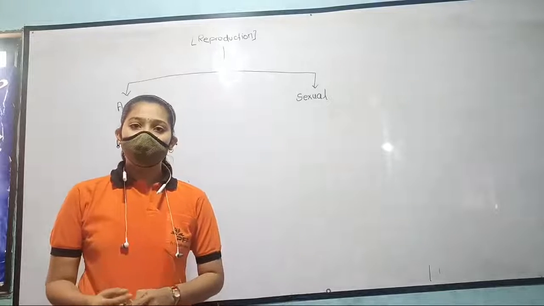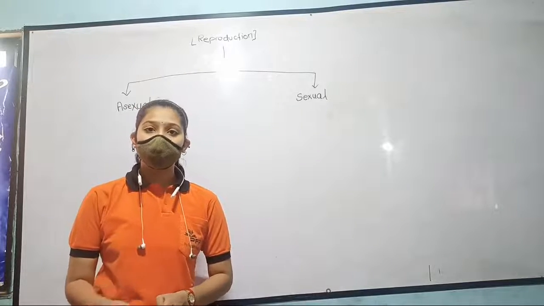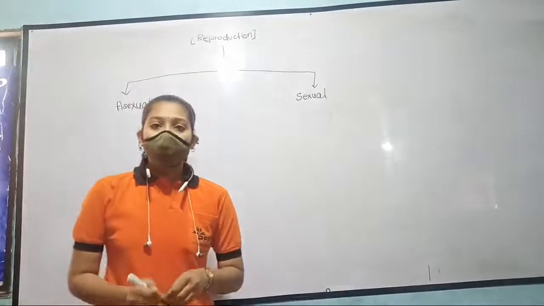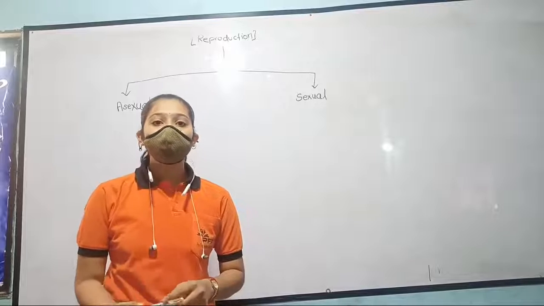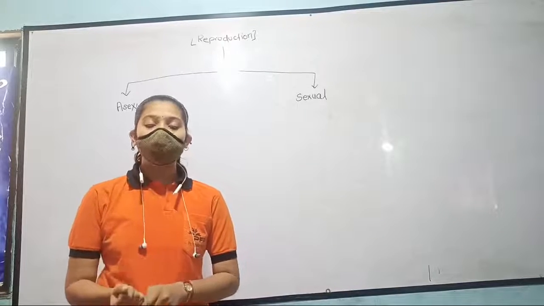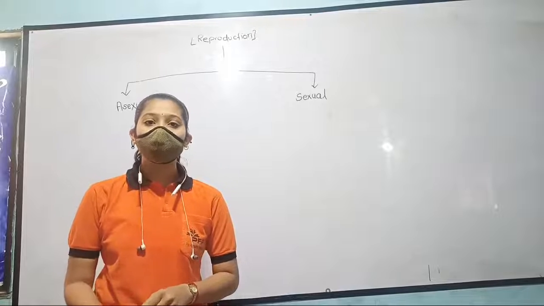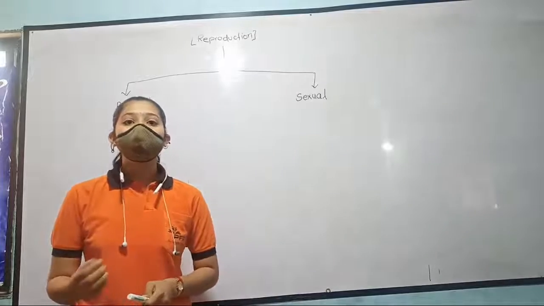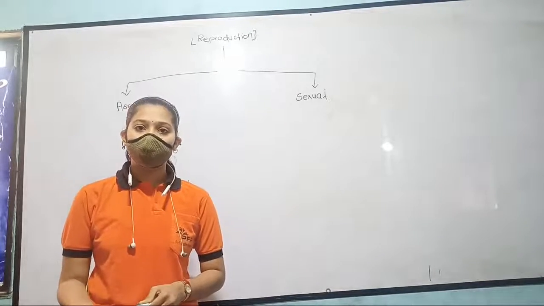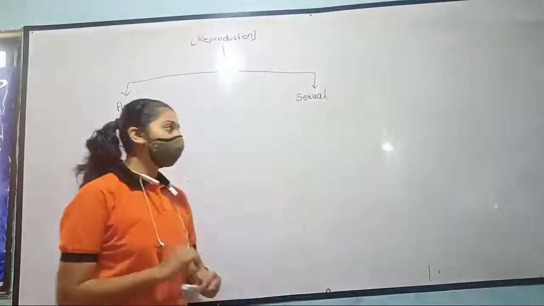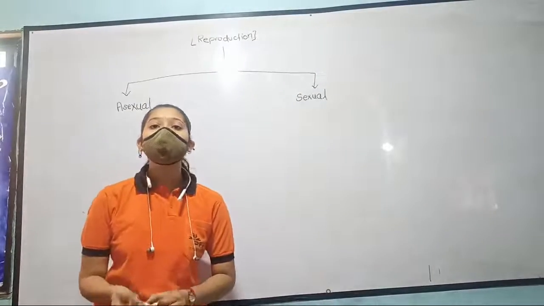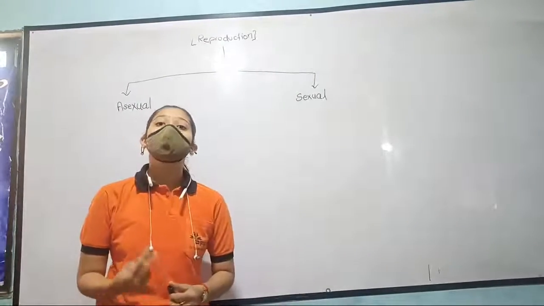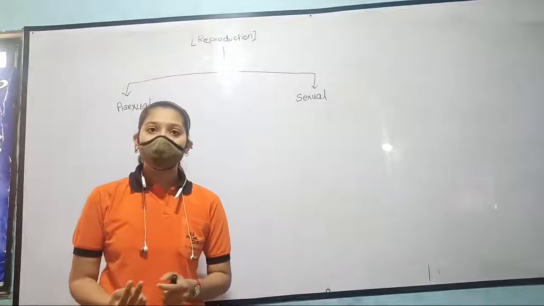In the pre-fertilization event, these events take place before the fusion of male gamete and female gamete. In that case, there are two conditions. First is gametogenesis, and second is gamete transfer. In gametogenesis, the gametes are formed. And the next is gamete transfer.